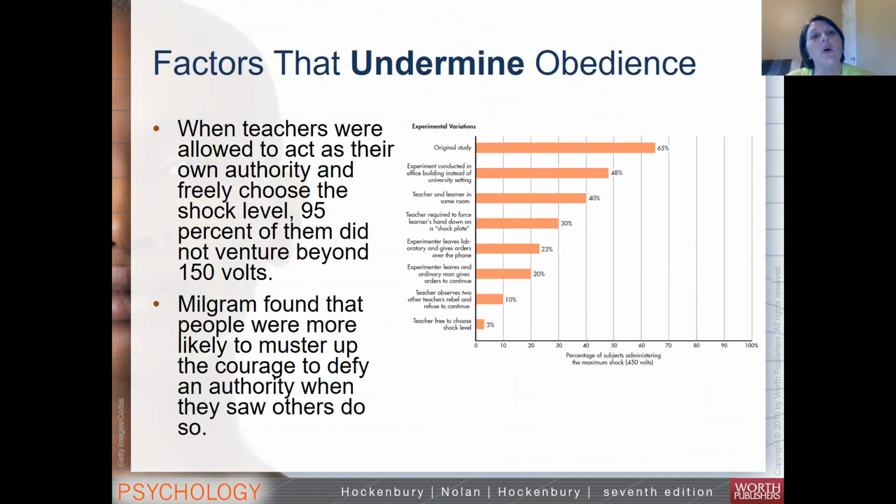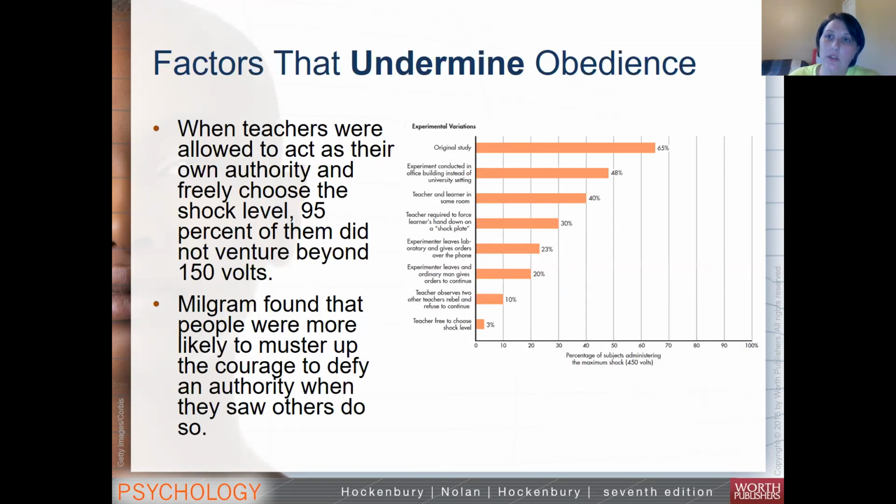Anyway, so when the teachers were the authority themselves and were able to choose the shock level and not have somebody behind them telling them, you must continue, you must increase, 95% of them didn't even go past 150 volts. So that wasn't obedience. They were obeying themselves and said, I don't want to do this. This is unethical. I don't like this.